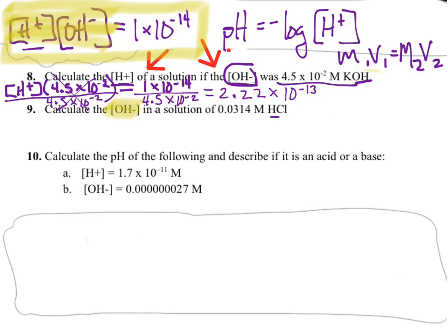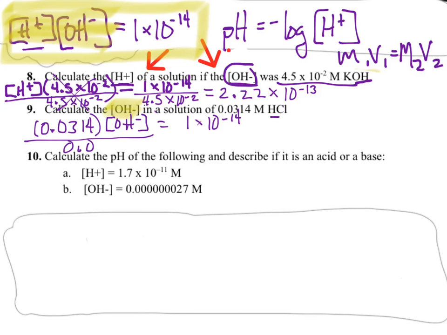So to solve for this, we're going to go ahead and plug in what we know. So we know that the hydrogen ion concentration is 0.0314. Okay, and we know that if we multiply that times the concentration of hydroxide, that will always give us 1 times 10 to the negative 14. So then, to get hydroxide by itself, we simply divide again, just like we did in the previous problem. In this case, it's going to be dividing by 0.0314 on both sides.